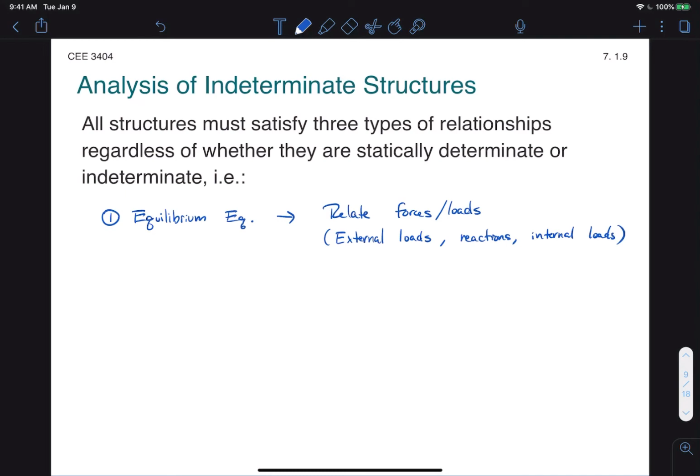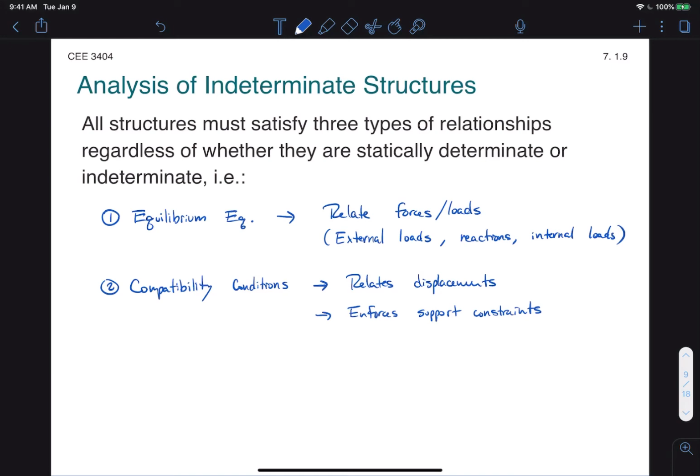The second set of equations or relationships that need to be satisfied is what we call compatibility conditions. This relates displacements in the sense that the structure cannot suddenly break apart at a particular point. So joints need to remain connected and everything needs to remain connected. And on top of that, the support conditions need to be satisfied.